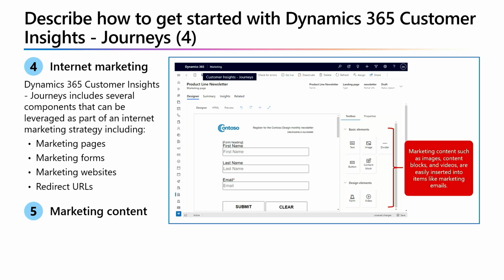As images are uploaded, you can apply keywords to them. Content blocks. These are blocks of common content that can be reused in multiple emails, forms, and/or pages. And videos. These represent videos that can be included in marketing content sent to customers.